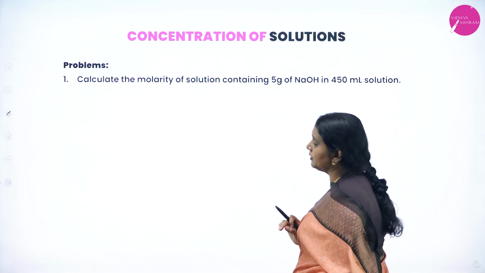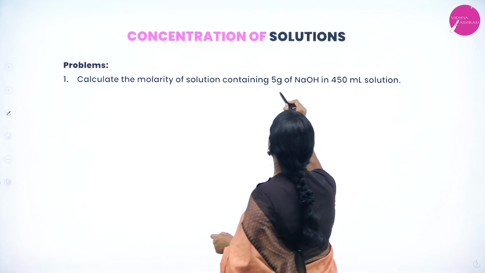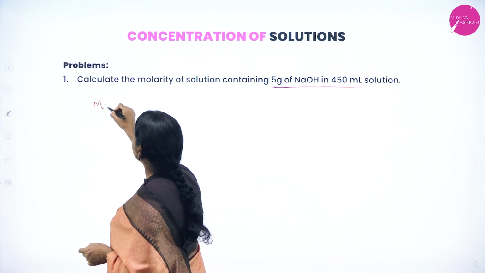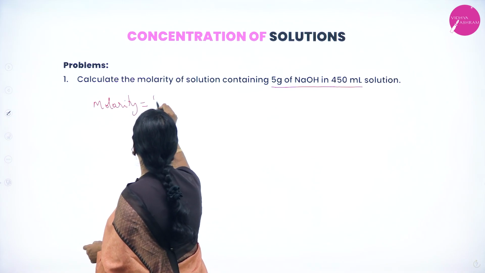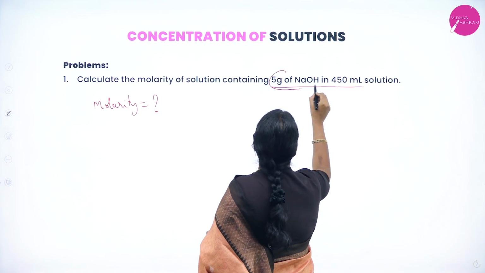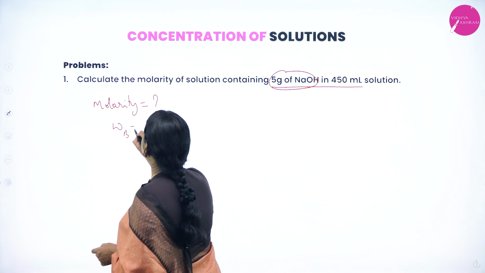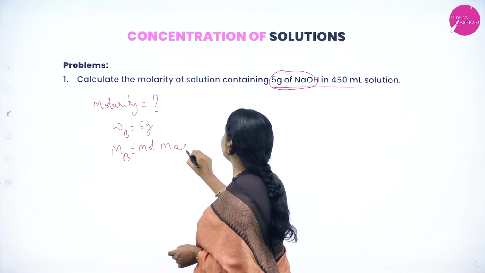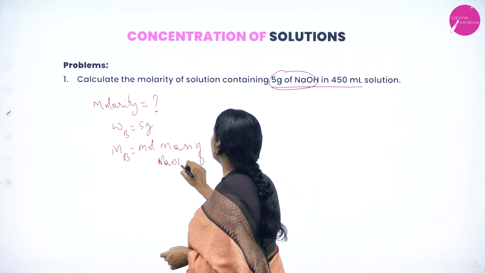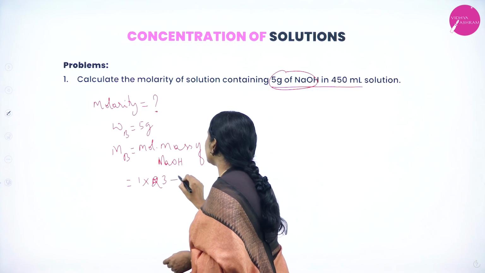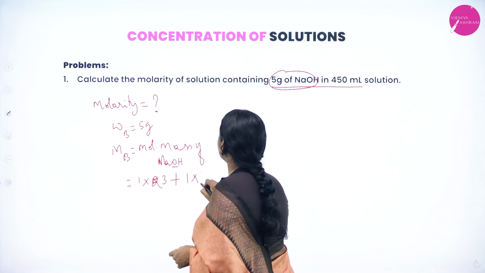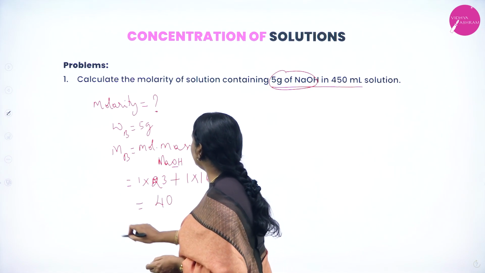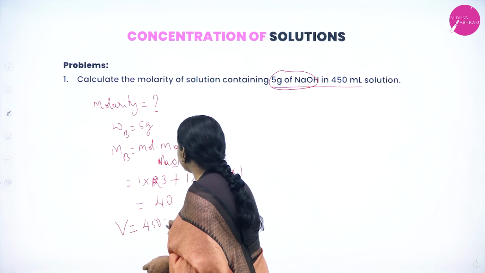Now, I am going to solve a problem relating to molarity of the solution containing 5 gram of NaOH in 450 ml of solution. You have to calculate molarity of the solution. What is the solute? 5 gram of NaOH. That means WB is equal to 5 gram and MB is molar mass of NaOH. That is 1 into atomic mass of Na is 23, 1 into atomic mass of oxygen 16, 1 into atomic mass of hydrogen 1. It is equal to 40. V is equal to 450 ml.